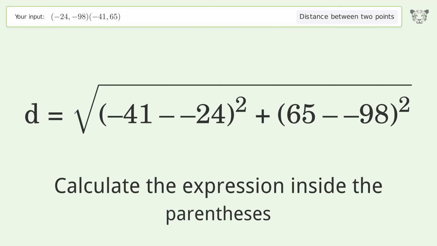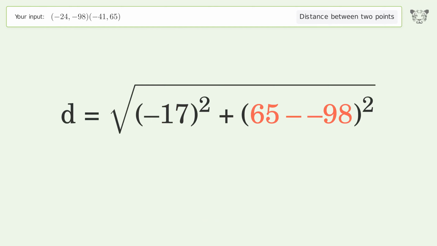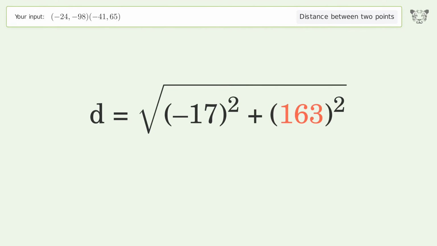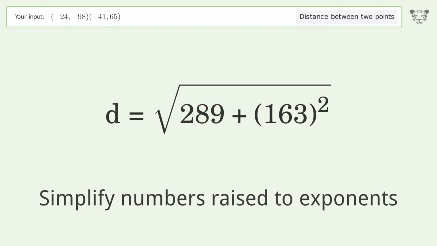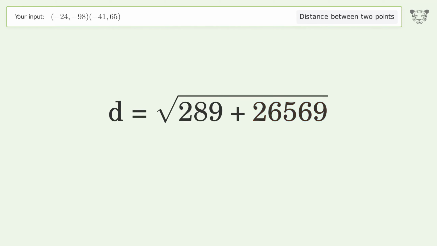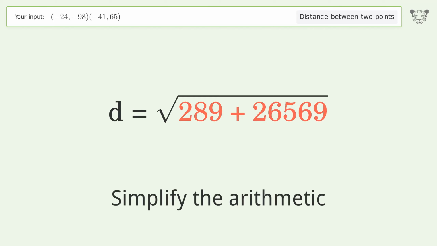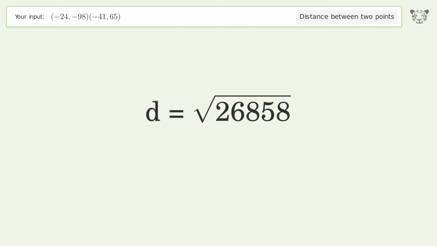Calculate the expression inside the parentheses. Simplify numbers raised to exponents. Simplify the arithmetic. And so the distance between the 2 points is the square root of 26,858 or 163.884.